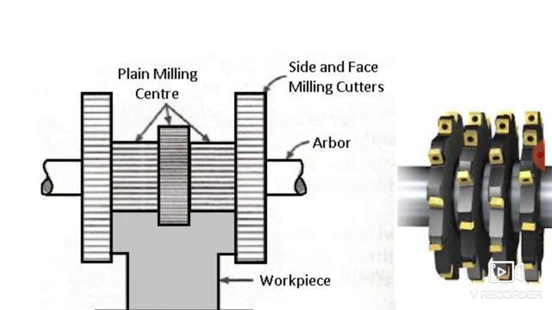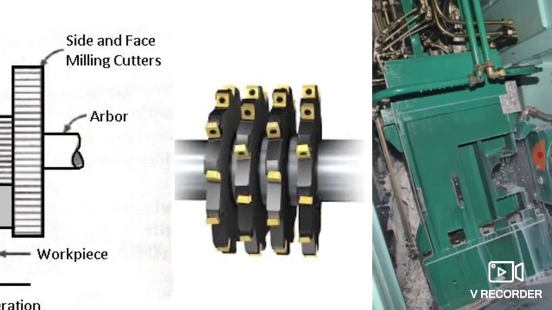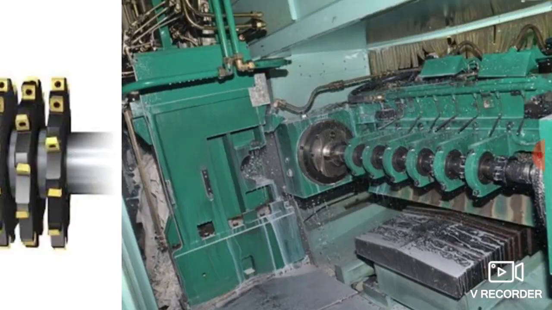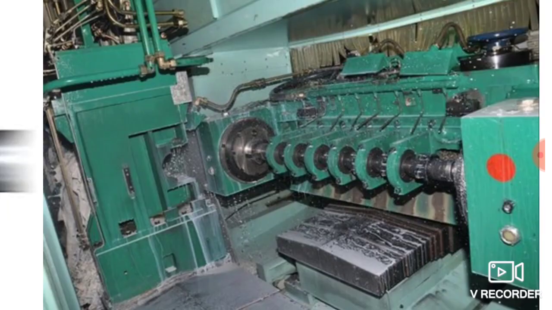face milling cutter. So over one arbor you can mount a number of milling cutters, so that at the same time, simultaneously, you can machine a number of surfaces. That is why it is known as gang milling, because different cutters are working in a gang. In this image you can see there are 4 different cutters mounted on a single shaft. Okay, and here is an image of a gang milling machine.